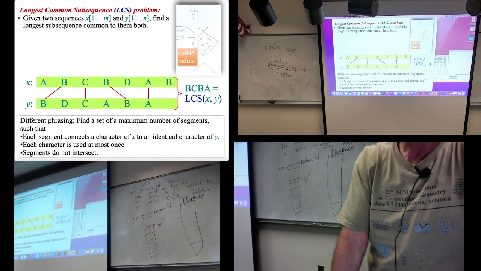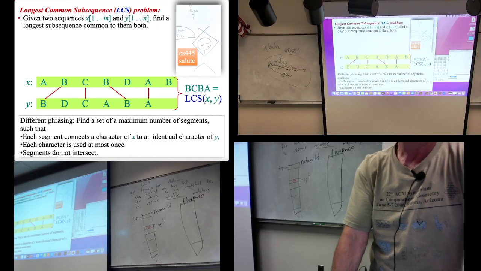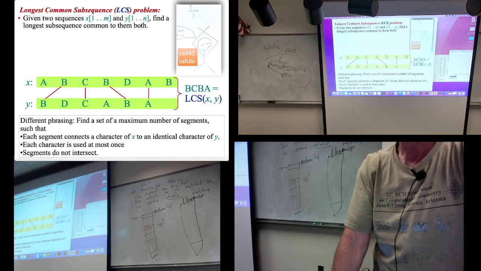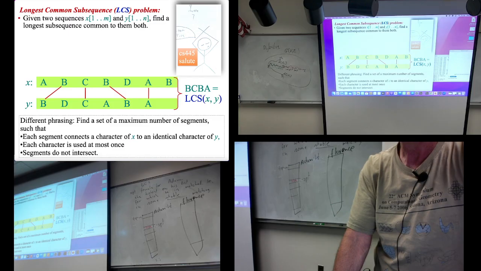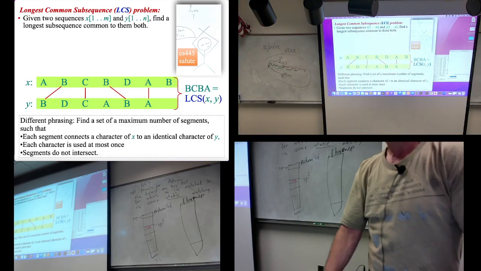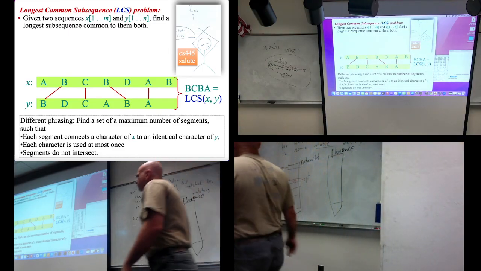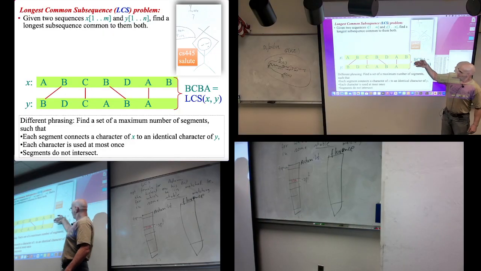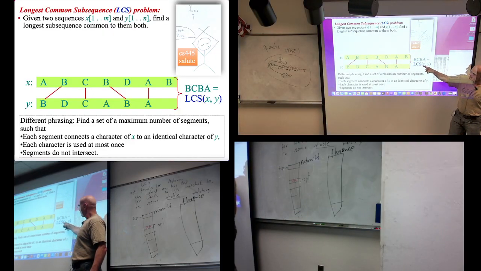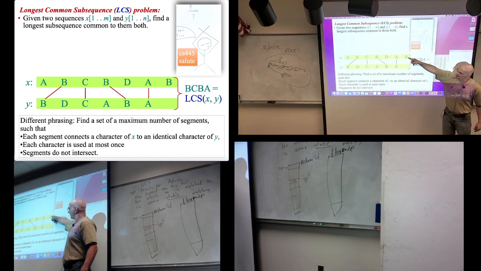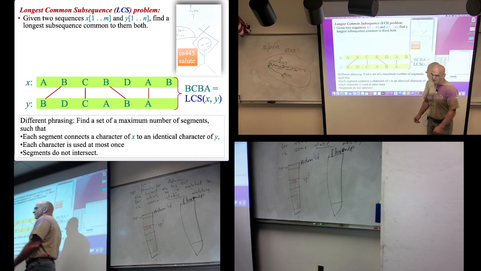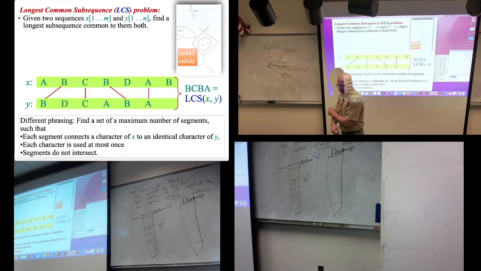What is the LCS problem? You're given two sequences, x and y, with m and n characters. And you are trying to compute the longest common subsequence between these two sequences. That is, generate a subsequence of x, which is also a subsequence of y and has as many characters as possible.